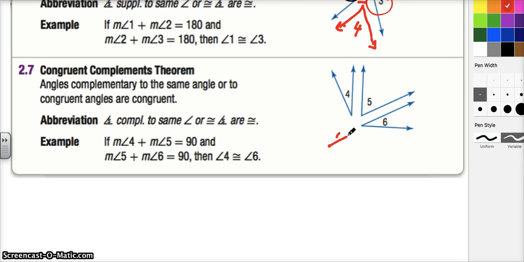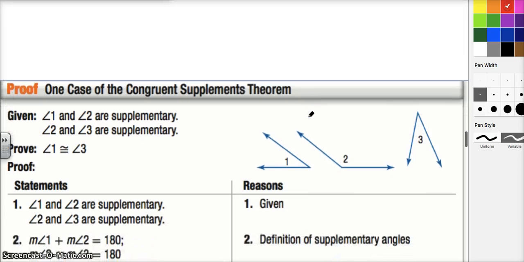So again, we can think about it just the way I said, or if we throw in this angle here, let's call it 7, and 4 is complementary to 7, and 5 is complementary to 6. And we know that 5 and 7 are equal, then we know that angles 6 and 4 are equivalent as well.